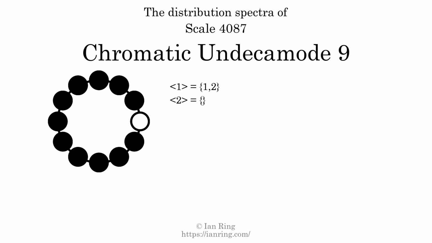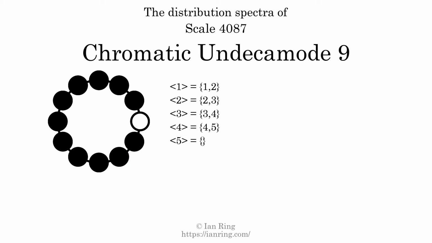The generic interval of two scale steps comes in two different specific interval sizes, 2 semitones and 3 semitones. The spectrum width of this generic interval is 1. The generic interval of three scale steps comes in two different specific interval sizes, 3 semitones and 4 semitones. The spectrum width of this generic interval is 1. The generic interval of 4 scale steps comes in 2 different specific interval sizes, 4 semitones and 5 semitones. The spectrum width of this generic interval is 1.